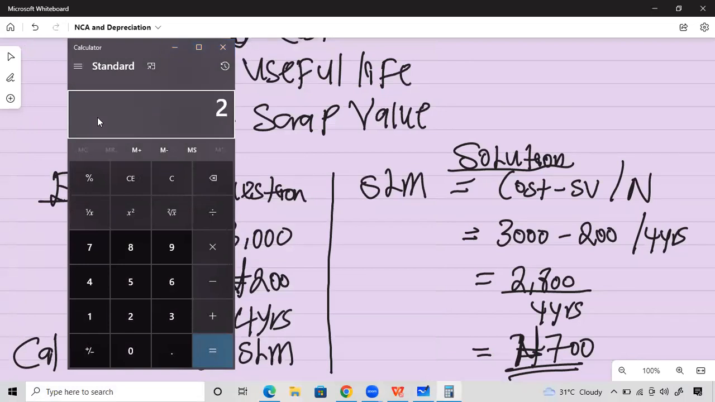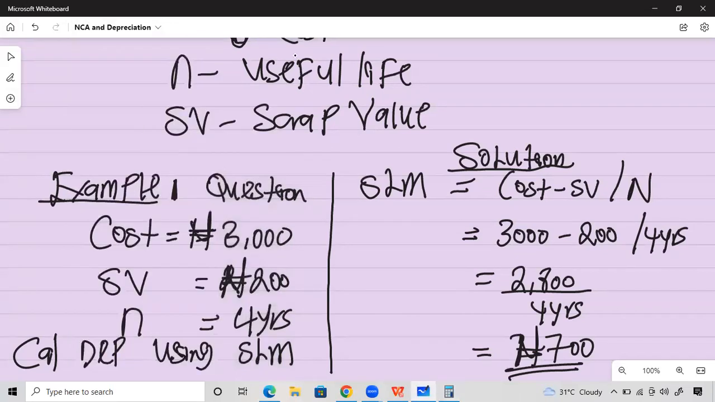That's it. 2,800 divided by 4, you have 700. So that means the depreciation that you are going to recognize every year will be 700 naira. Everybody, do you all understand? If you have any question, please unmute yourself and ask.